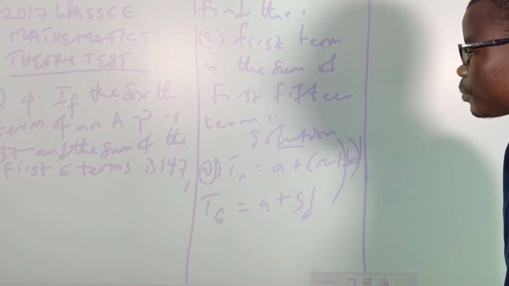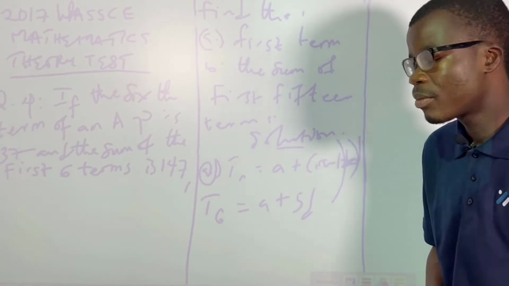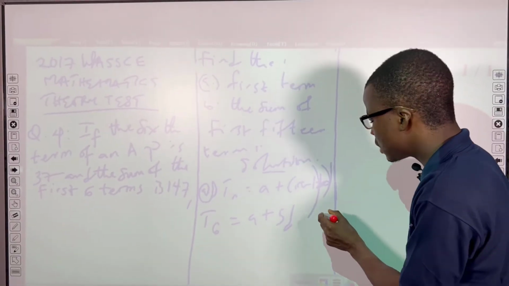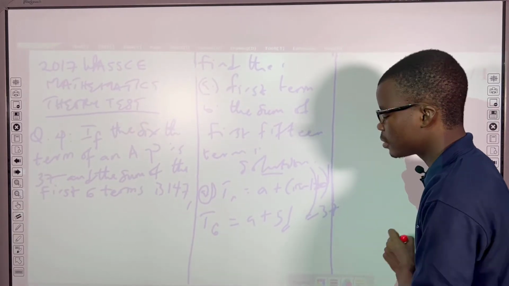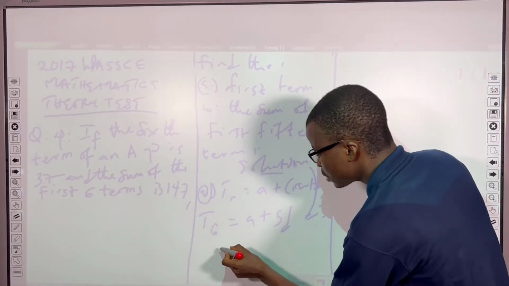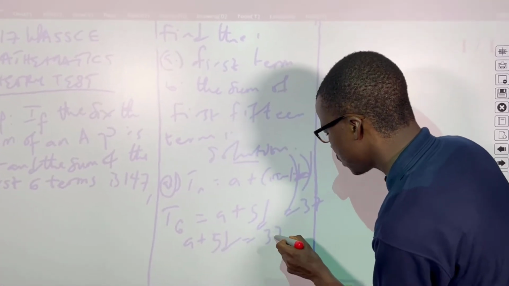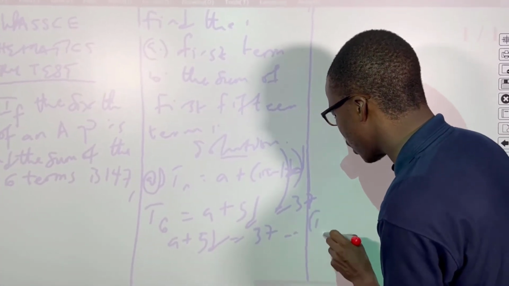Now they said that the sixth term of an AP is equal to 37. Note that a plus 5d is equal to 37, equation number 1.